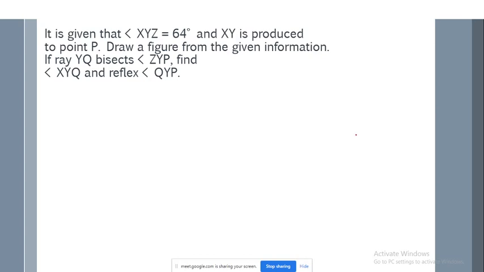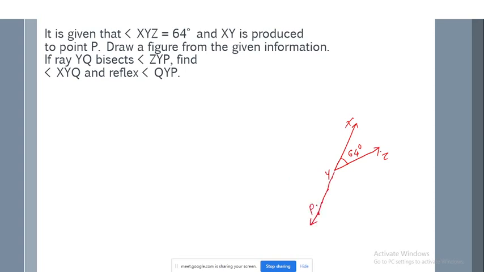So you need two rays like this. And how will you name those rays? X, Y, Z, because you are given that angle XYZ is 64 degrees. Y is the middle, so it will be the common vertex. Now XY is produced to a point P. So how will you draw that? That means XYP. Let this be point P. So now XY is produced to a point P, so that means XYP is a line, right?